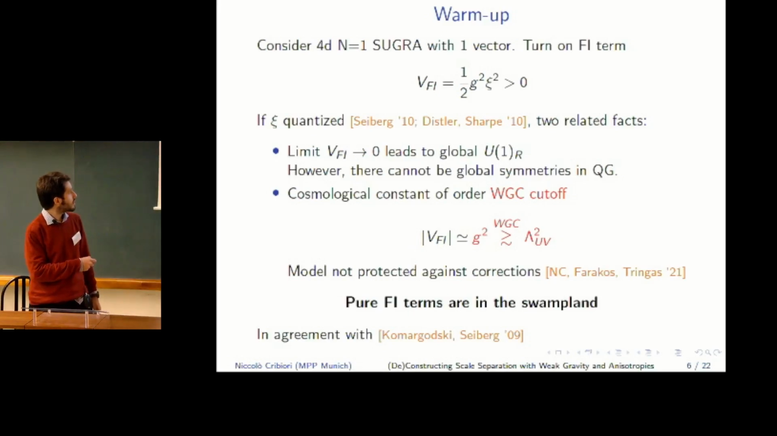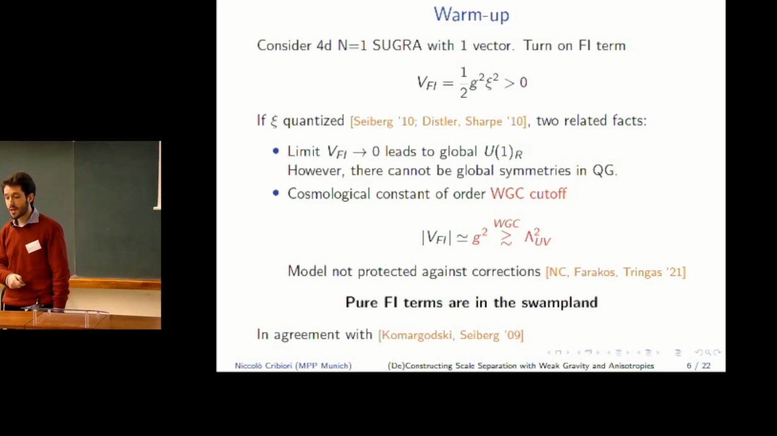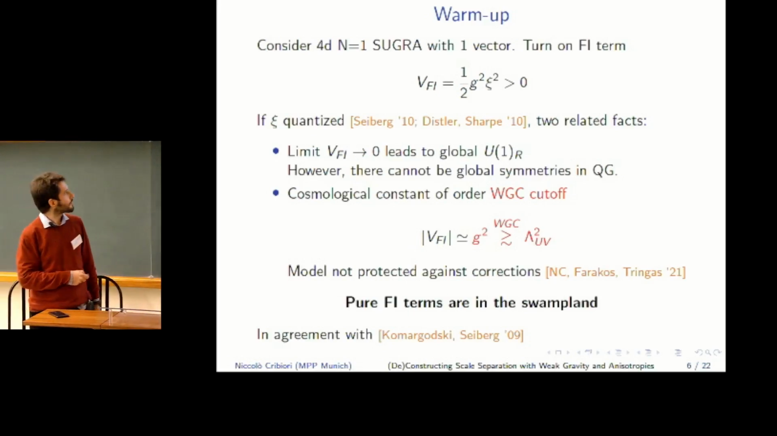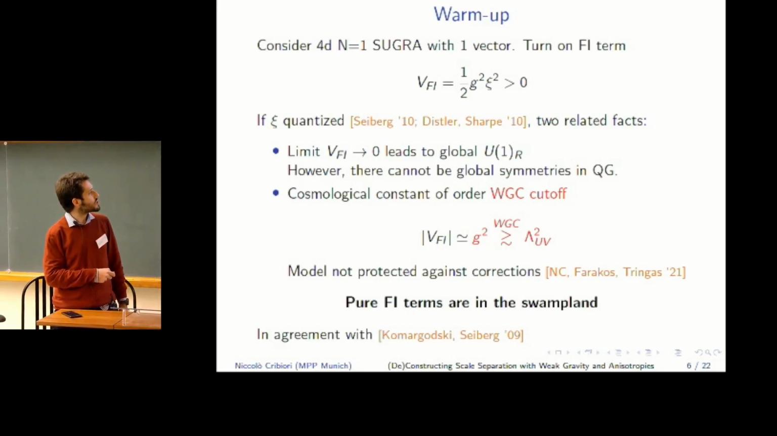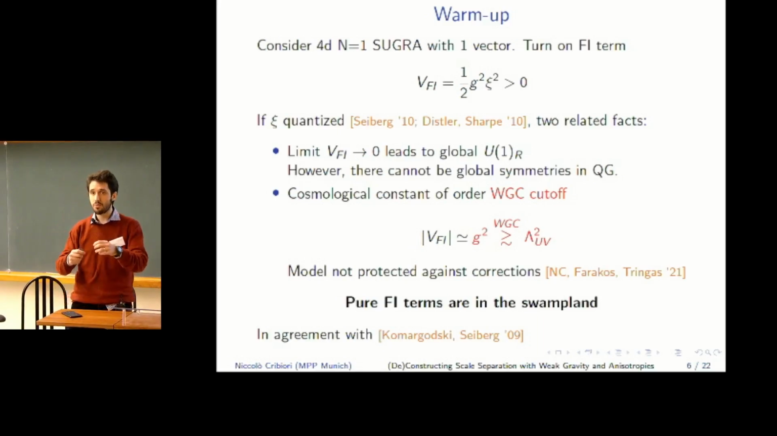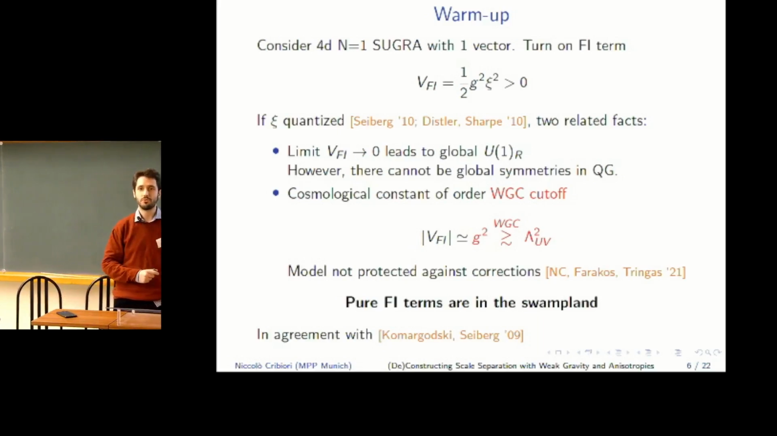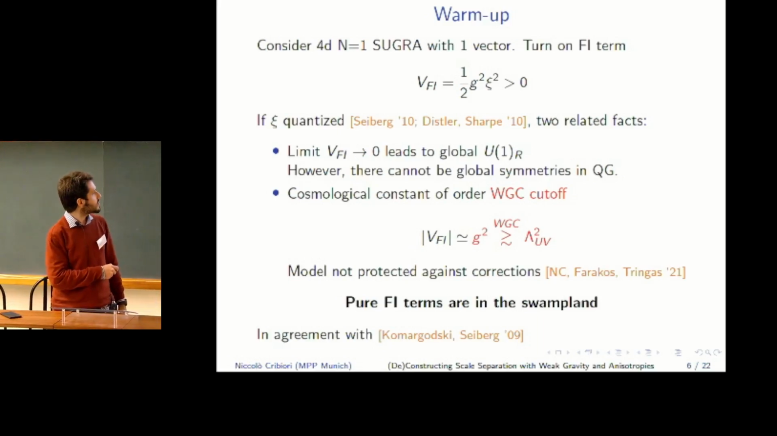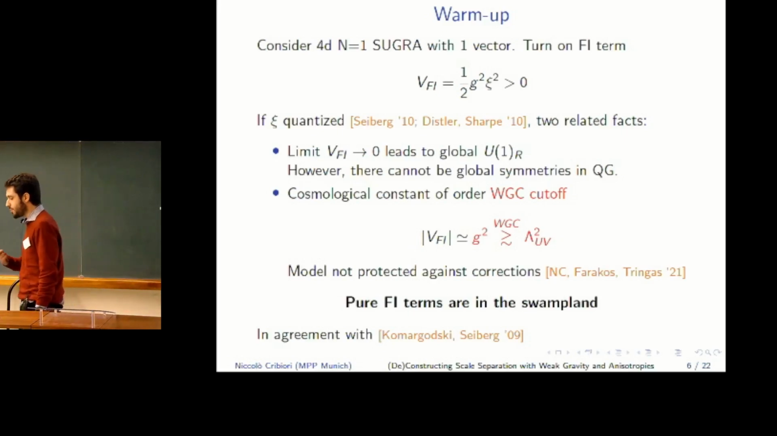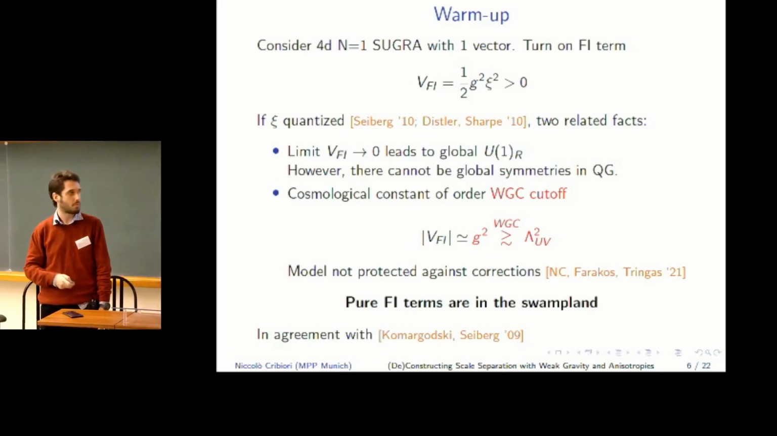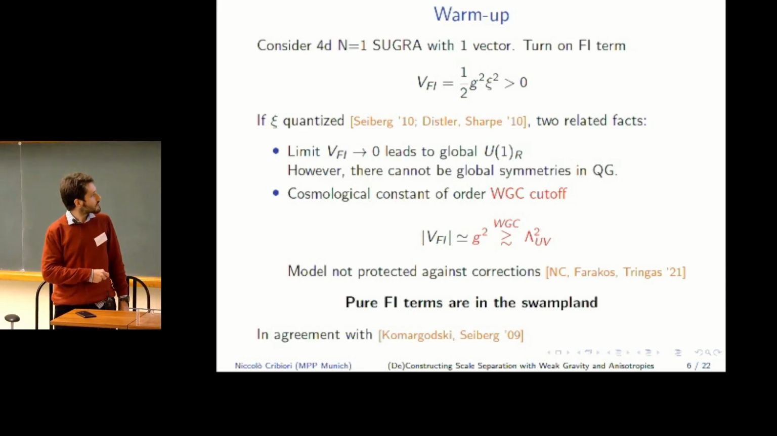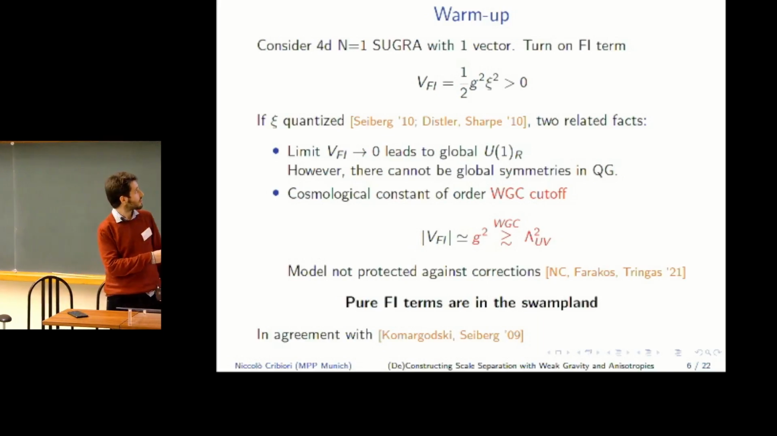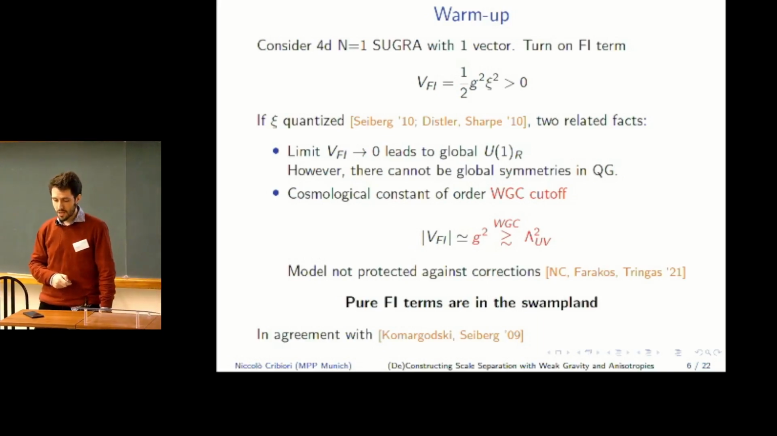So this scale is a proxy for the IR cutoff in de Sitter. So you are in a situation in which IR cutoff and UV cutoff are not decoupled, so there is no window really in which your effective field theory can live. So you would conclude that this is not a good effective field theory, and in general, pure Fayet-Iliopoulos terms are in the swampland. And the same conclusion, in fact, was reached via a different argument using absence of global symmetries, but not in this way, in another way, by Komargodski and Seiberg.